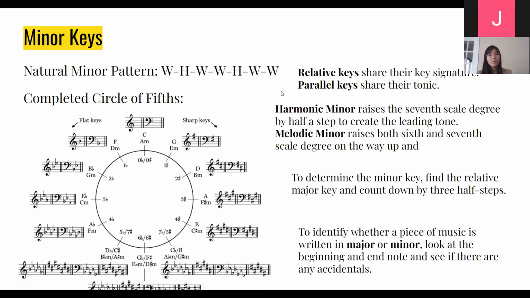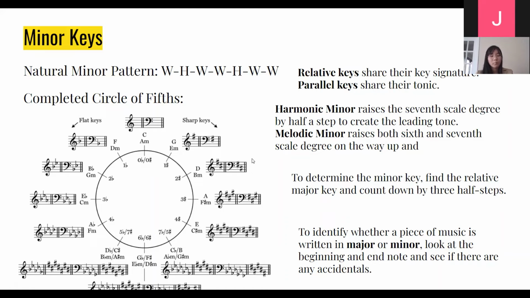Okay, so relative keys share their key signature. Relative keys are between minor and major keys. Keys that share their key signature, for example, C major and A minor, would be relative keys. And parallel keys share their tonic, so they share their letter name. So C major and C minor would be parallel keys.